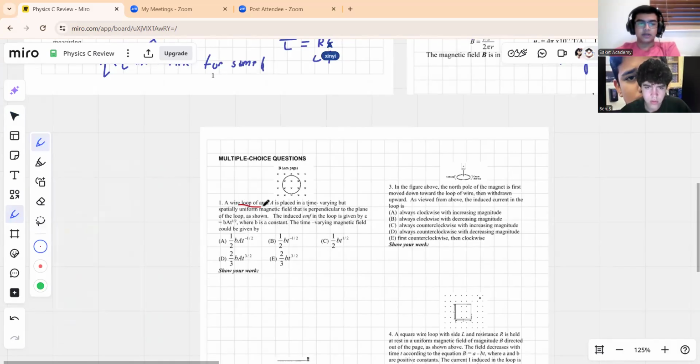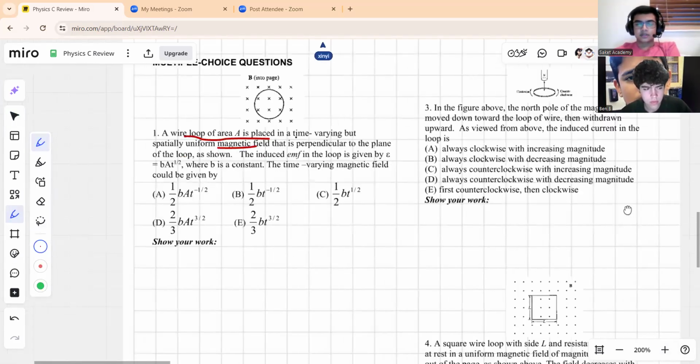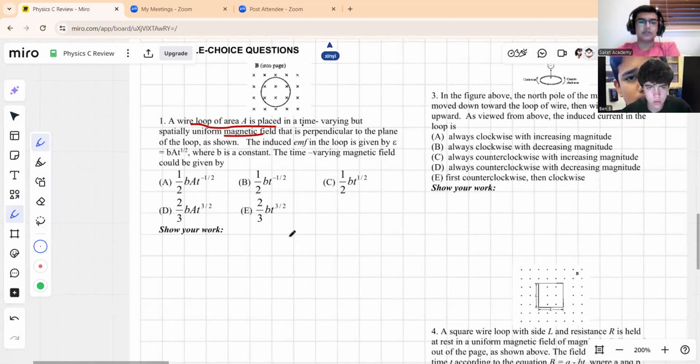A wire loop of area A is placed in a time varying but spatially uniform magnetic field that is perpendicular to the plane of the loop. Can someone in the class tell me what the equation for EMF is? dB or B dA/dt. Yes, very good.